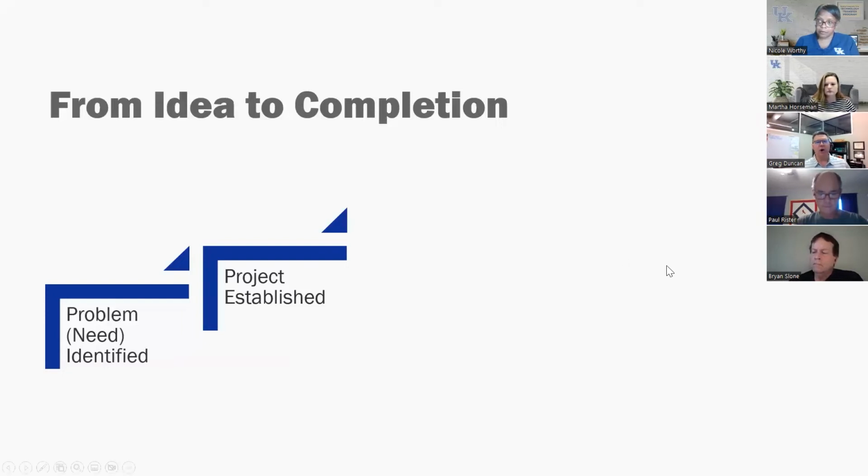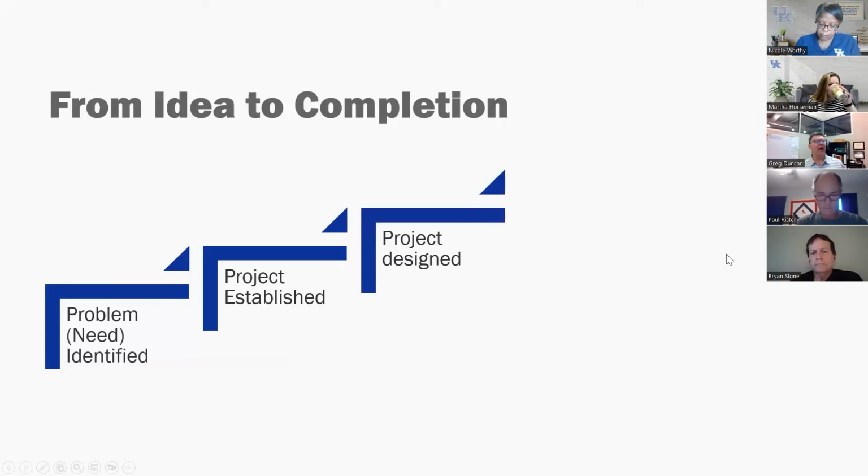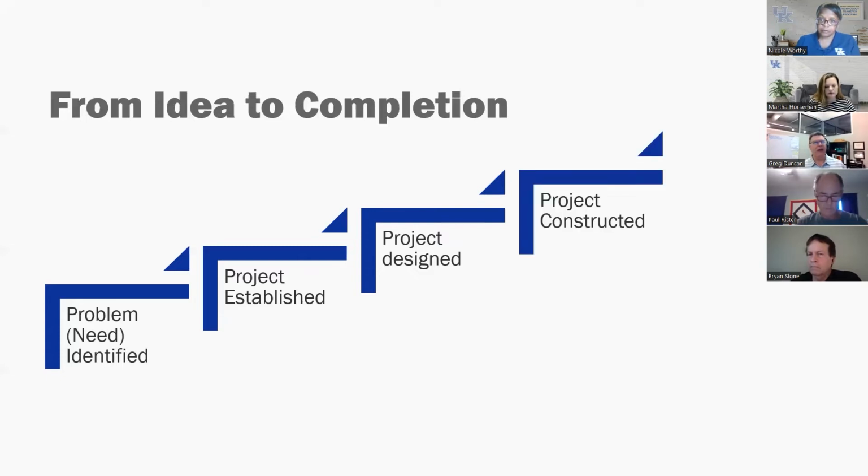Following that, a project will be established. That is usually accompanied with a number for that project, so that allotments can be set against that. People can be hired to work on that. After the project is established, that work is designed. An engineer typically is involved in designing that project. At some point, the project is constructed.